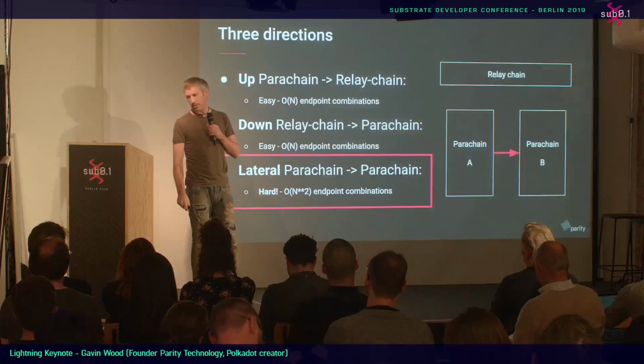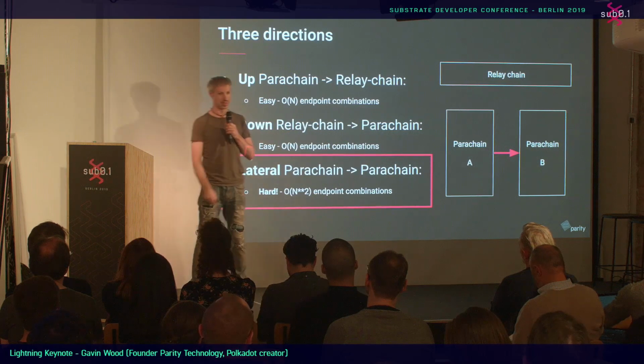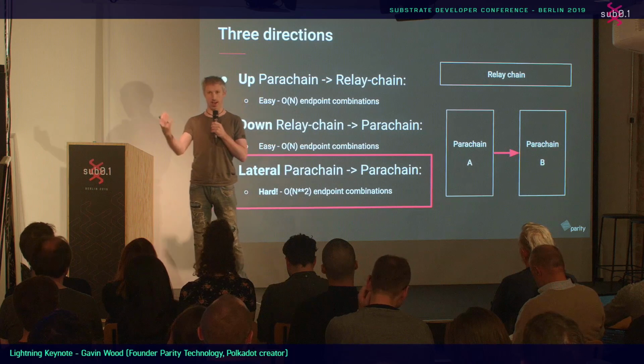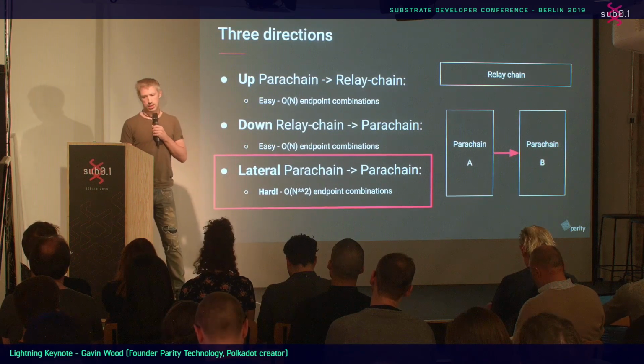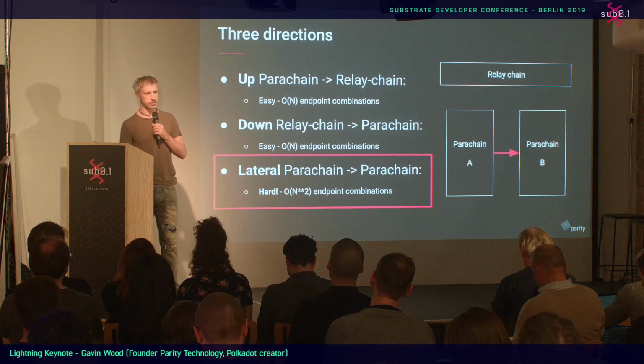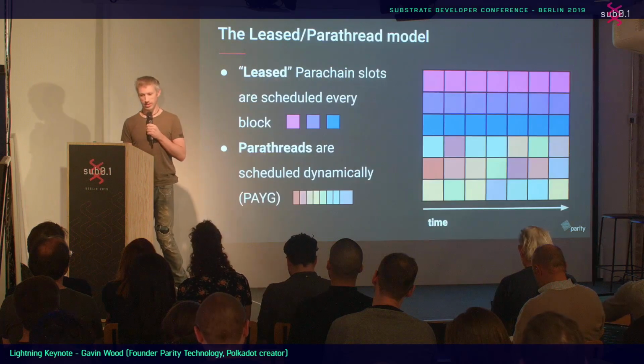Because suddenly you've got all of these possible different endpoint combinations. In the original Polkadot model, where it was all just parachains and all the parachains were always scheduled all the time, n here was maybe 100. But in the new Polkadot model, where we have parathreads as well, and parathreads share part of the scheduling space, the n has grown quite a lot. Now it's maybe 10,000. So that's really quite a lot of endpoint combinations.